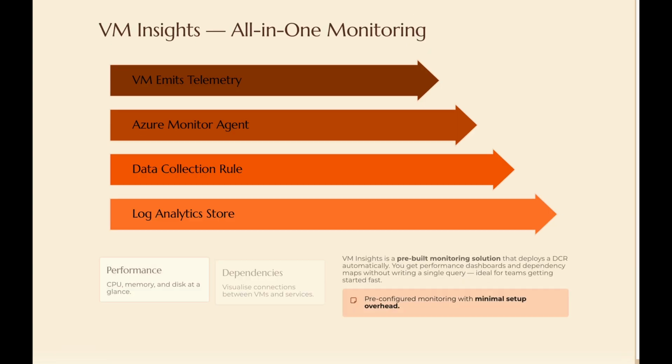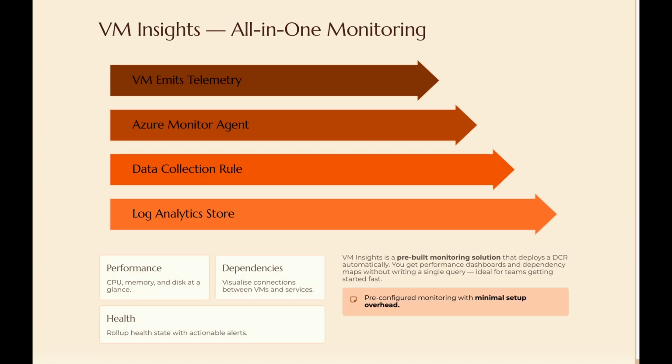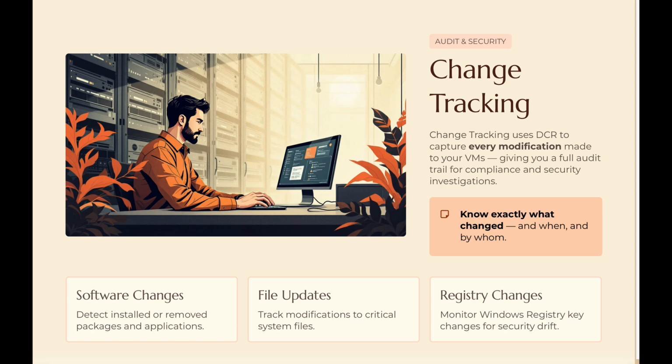Then we have VM insights. So we use VM insights when we want everything in one place, like performance, which covers CPU, memory, disk, network, all of that. And then we have dependencies, if our VM is dependent on other services. The VM emits telemetry data, the Azure Monitor agent installed in the virtual machine collects the data, and the data collection rule defines where that data needs to be sent.